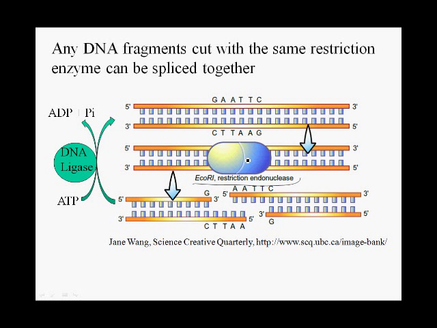EcoR1, isolated from E. coli, scans the DNA for this particular sequence, GAATTC. You will note that it is what we call a palindrome, because GAATTC on the top strand, if you look at the complementary strand, also goes GAATTC, 5' to 3'. So the sequence reads the same forwards and backwards, and that is the definition of a palindrome.